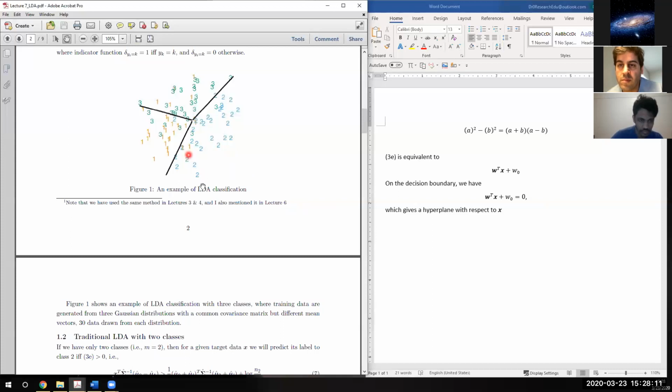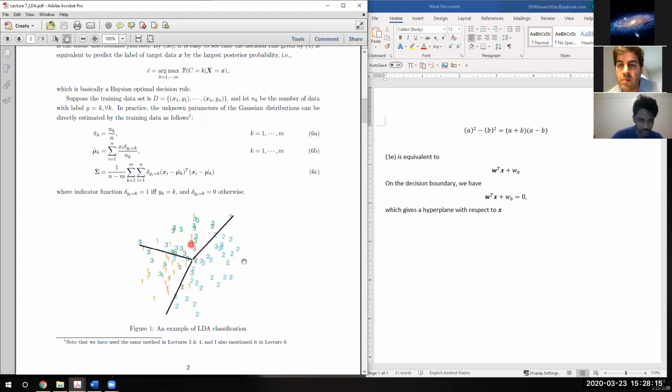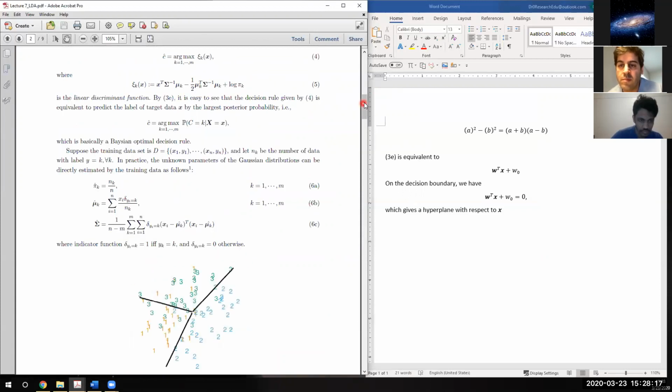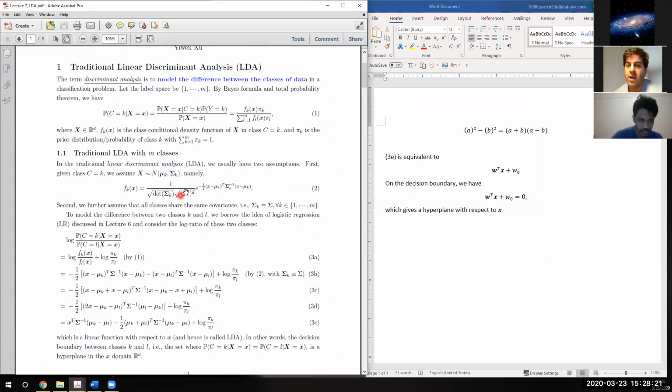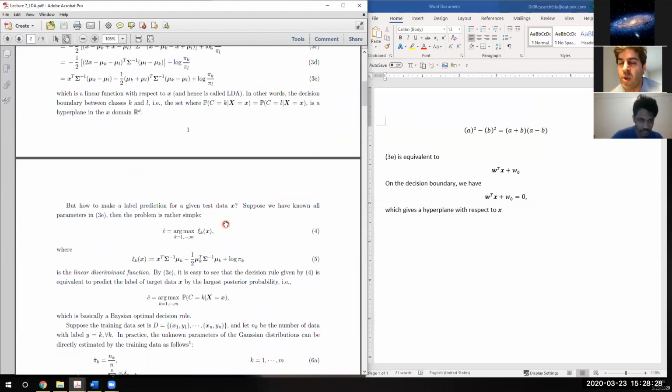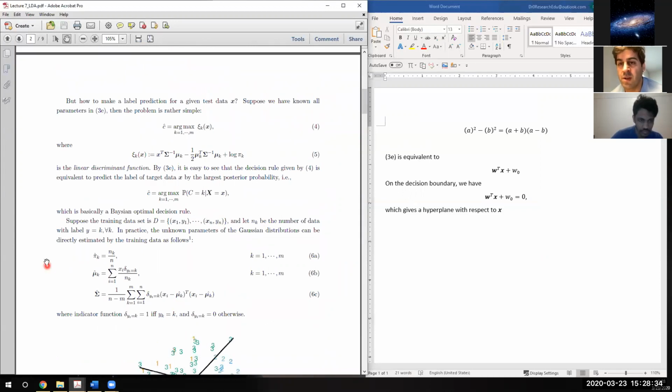Any questions so far about the traditional LDA? Actually, it's pretty basic. From the definition, well, I have a question here. Based on the testing data set, we have the hyperplane equation, and then how do we make a decision? Yes, you make a decision this way.